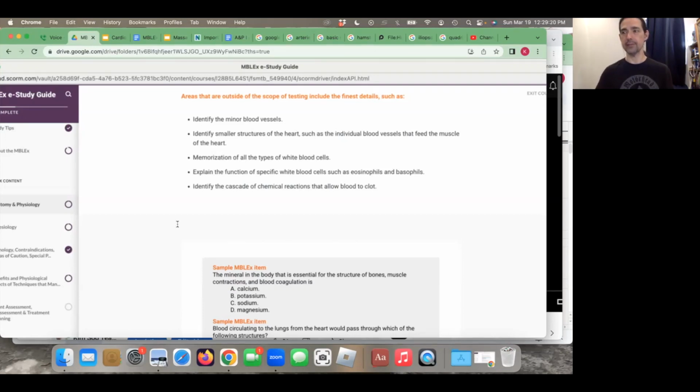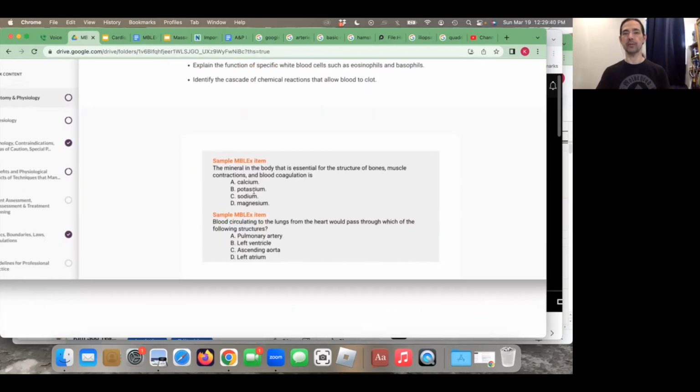You will have to know, for example, that calcium plays a role in clotting, but calcium also plays a role in muscle contraction, nerve conductivity, and bone density. That's why something like calcium is important, because it's important to multiple systems, multiple body systems, multiple organ systems.